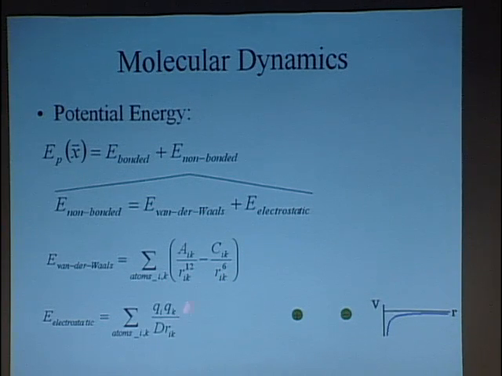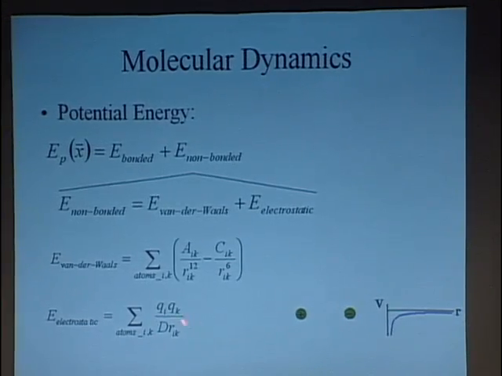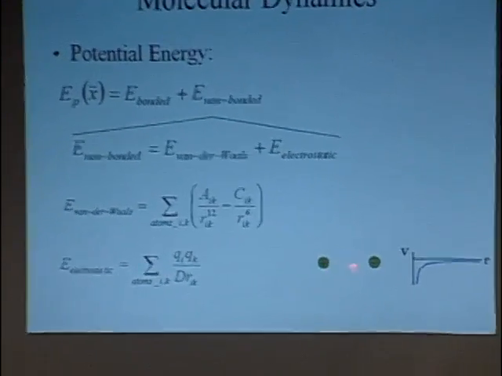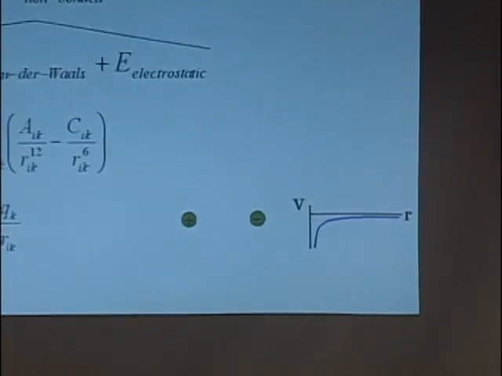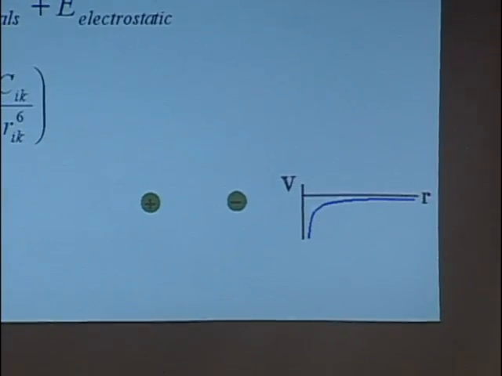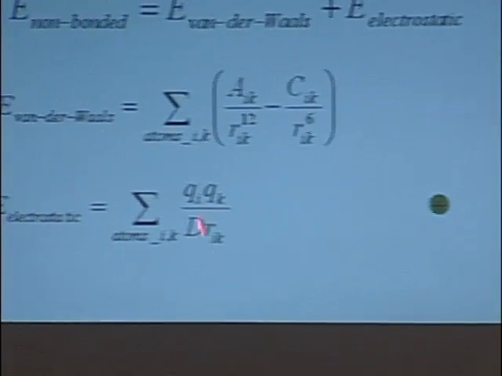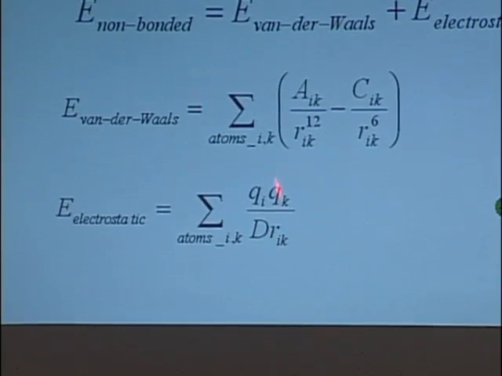And then the electrostatic force is just a simple Coulombic form. So you basically take two atoms that are, say, oppositely charged, and they will attract each other. If they're both positively charged, they will repel each other. And it's just a matter of multiplying the charges and then dividing by r to get the energy.